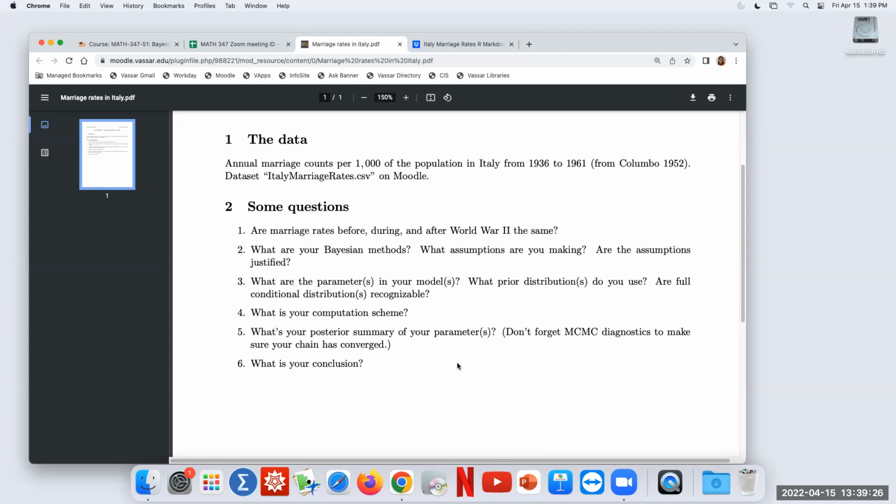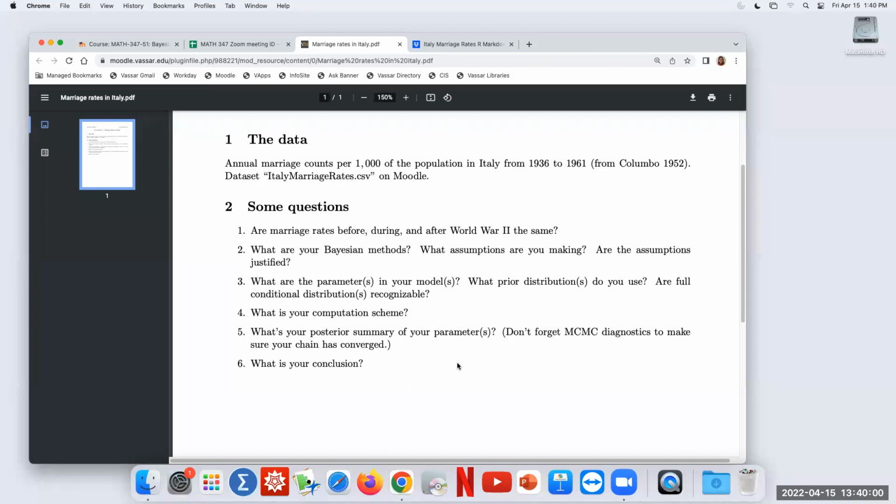The posterior summary, very similar to what we used to do. You need to figure out which are the parameters of your interest. So if you're using JAX, you're going to put them into the monitor command, right? And then making sure that you check those parameters and all that. And then, of course, make sure you check MCMC diagnostics for all of the parameters in the model to make sure that there's no divergence issues in your estimation. And then finally, what will be your conclusion regarding the marriage rates across the 3 different periods of time.